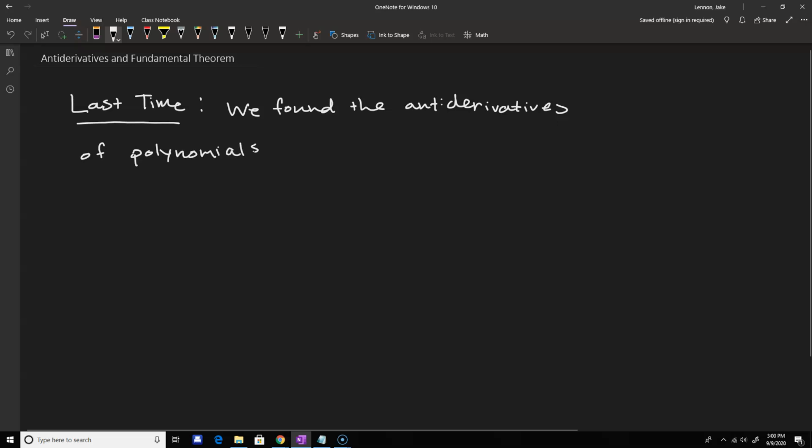Which basically corresponded to a couple of rules. One, if, let's say, f of x is x to the n, then capital F of x equals x to the n plus 1 over n plus 1 plus a constant is the general antiderivative.